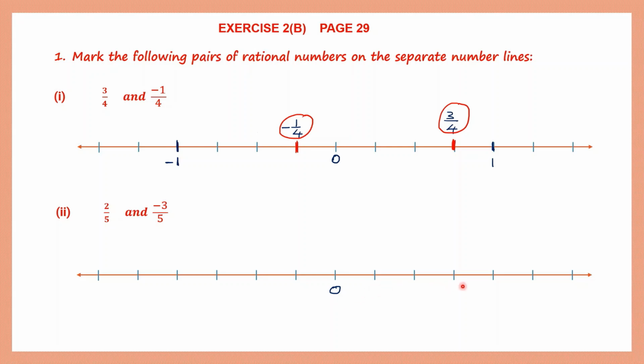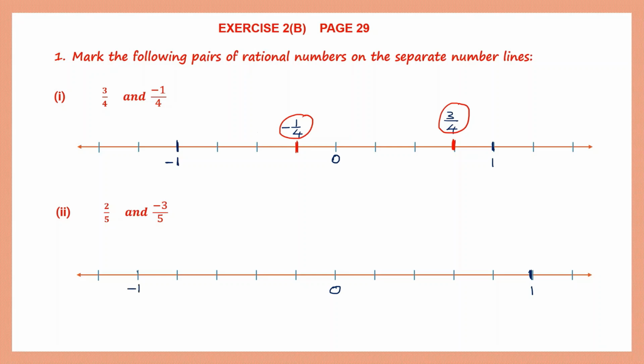1, 2, 3, 4, 5. So this is where you will get 1. Okay, so let's write 1 there. So here we have 1. Similarly, on the other side, we have 5 parts. 1, 2, 3, 4, 5. And here we have minus 1. So let's write that, minus 1.